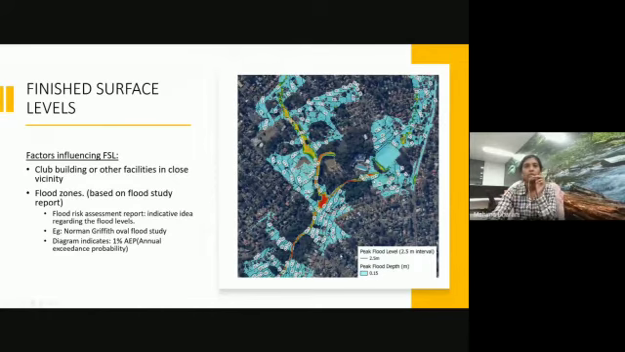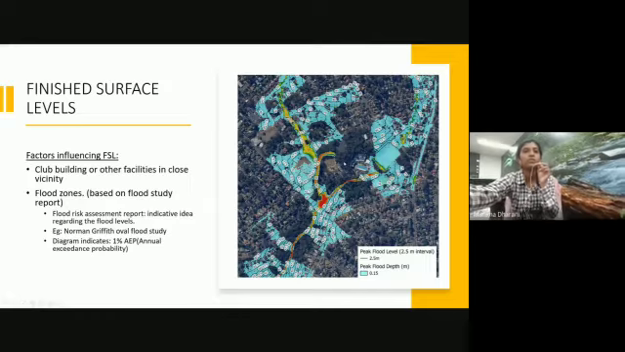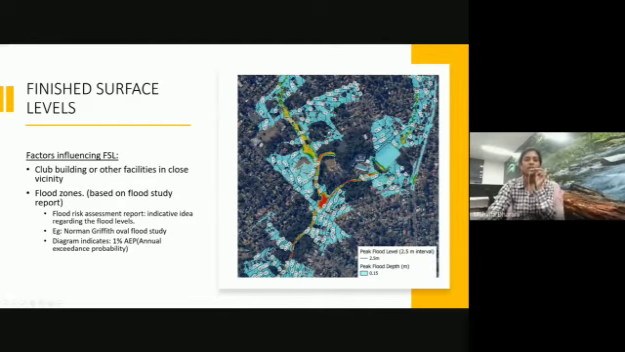So that happens. So this drawing, this image that you're seeing in the presentation, is actually a page that I took out of a flood assessment report. This was for a job that we are tendering for at the moment in Sydney.